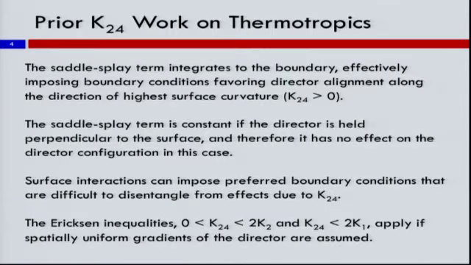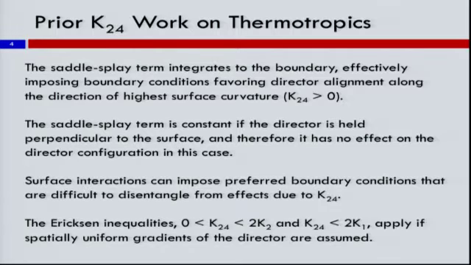I mentioned that it integrates to the boundary and you can think of it as acting like a boundary condition where the director favors alignment along the direction of highest curvature if K2-4 is greater than zero. The saddle-splay term is constant if the director is held perpendicular to the surface. So in those conditions where you have homeotropic boundary conditions, it doesn't enter because the bulk configuration doesn't change the surface term, therefore the K2-4 integral doesn't change. Surface interactions can impose boundary conditions that make it difficult to disentangle surface boundary conditions from K2-4.